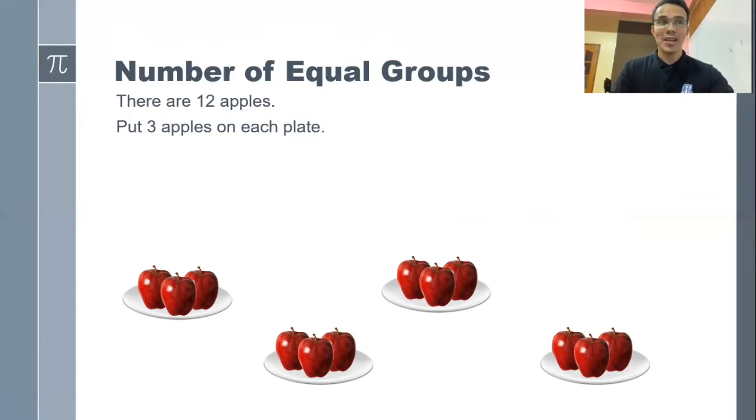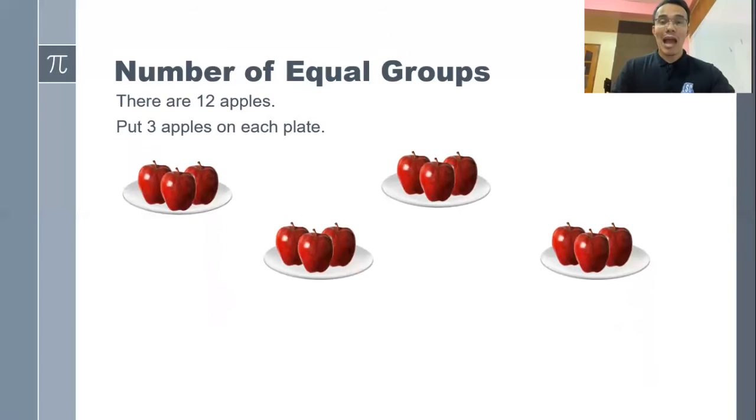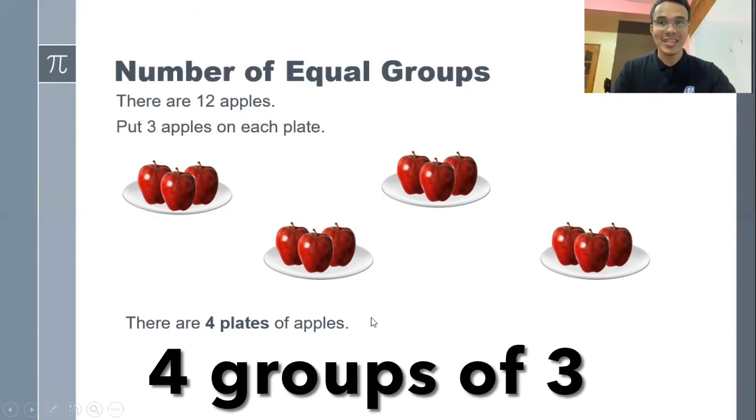So what we're going to do is count how many plates are needed. We have 1, 2, 3, 4 plates. We can say that there are 4 plates of apples. We can also say that there are 4 groups of 3. This is considered as one group of 3, another group of 3, another group of 3, another group of 3, a total of 4 groups of 3.